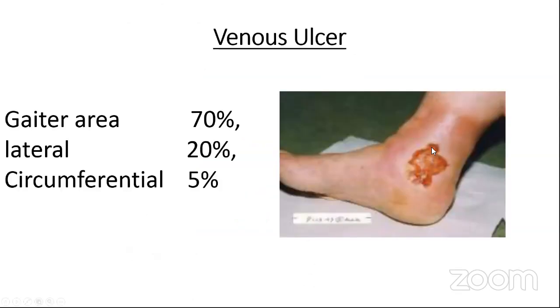Now, usually it is seen in this area next to the medial malleolus, and this is known as the gaiter area, the commonest site. It can be over the lateral malleolus in 20%. It can involve the leg circumferentially. Gaiter area can spread upwards also. So venous ulcers are commonly seen here in the gaiter area.